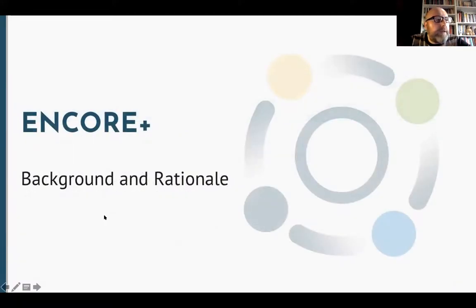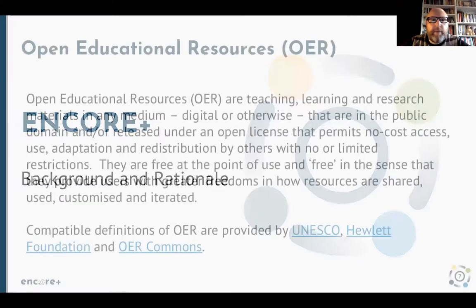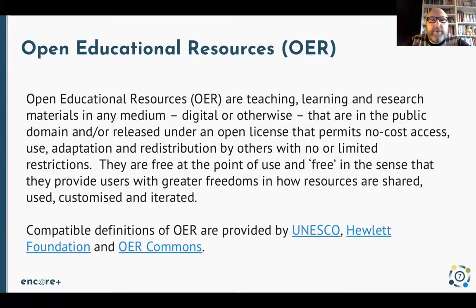Okay, so I just want to start off by giving you a bit of background about the project and why we're doing what we're doing. I'm not going to spend too long talking about the definition of OER, because I think most people here will know. But just a reminder, and for anyone who's watching the recording who doesn't know, OER are educational materials that are either in the public domain or released under an open license that permits various forms of use, reuse, and adaptation, and enhance the freedoms of those who use them compared to proprietary resources.